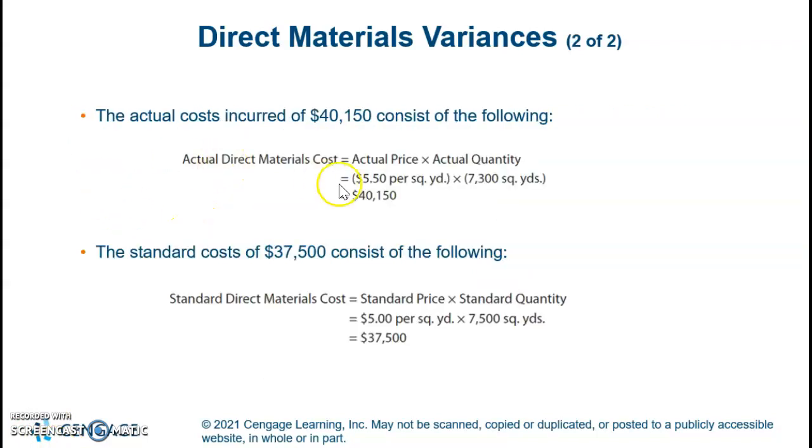Before we break that down, here's the slide where it's showing what I just mentioned earlier. Actual direct material cost is your actual price times your actual quantity. That's how you get the $41.50. And then the standard cost is the standard price times the standard quantity, and that's the $37.5.